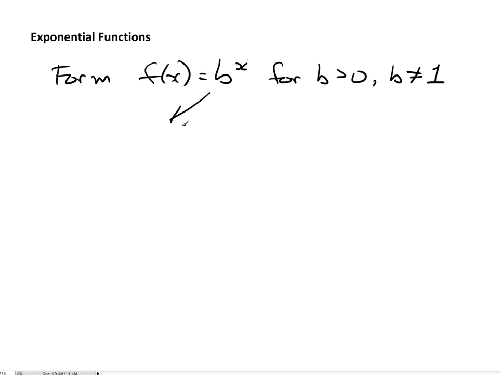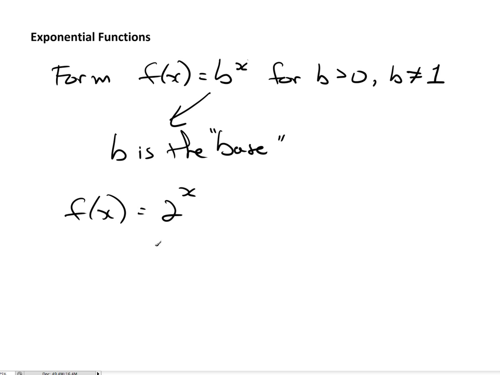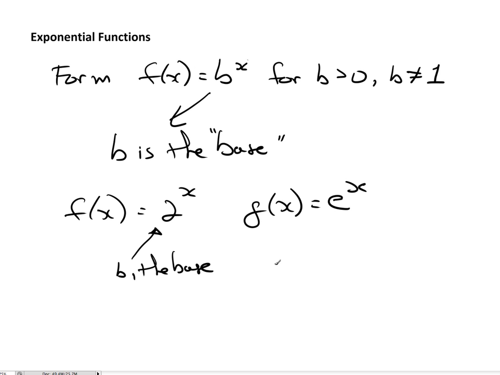The value b is referred to as the base. So if I said f of x equals 2 to the x, then in this case 2 is b. That's the base. If I say g of x equals e to the x, that's also an exponential function. In this case, e is the base.